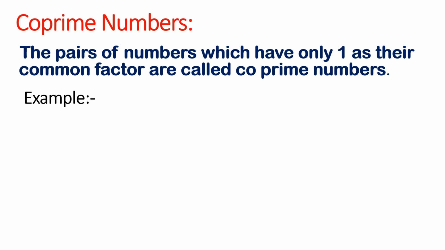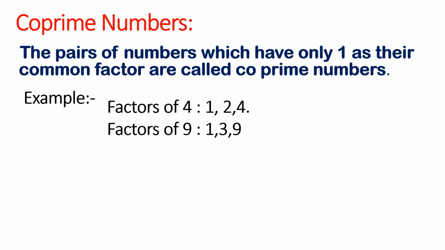Now what is a co-prime number? The pairs of numbers which have only 1 as their common factor are called co-prime numbers. Example, factors of 4. Now let us first find the factors of 4. So start with 1. 1 times 4 is what? 4. And 2 times 2 is what? 4. So what are the factors? 1, 2 and 4.